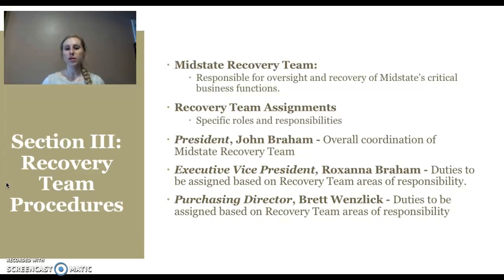But John Bram is the president of Midstate Equipment and the co-founder. He is the president of all operations of Midstate Equipment and makes the final decision. So he is the overall coordinator of Midstate's recovery team, while the executive vice president is Roxanna Bram, his wife. Duties would be assigned based on recovery team area of responsibility, and to follow would be Brett Wenslick, the purchasing director.